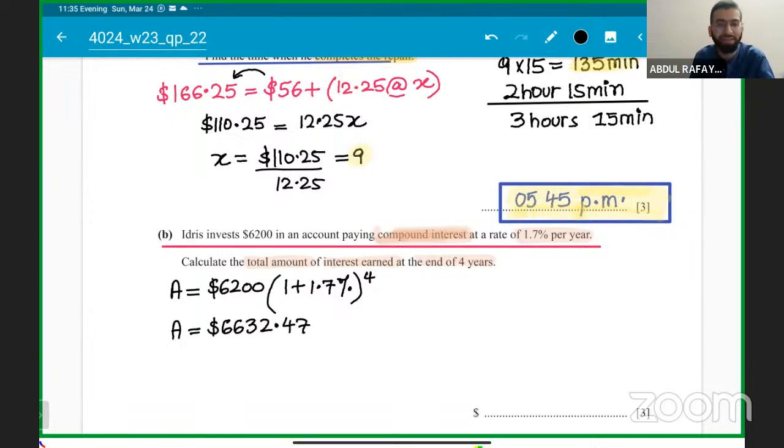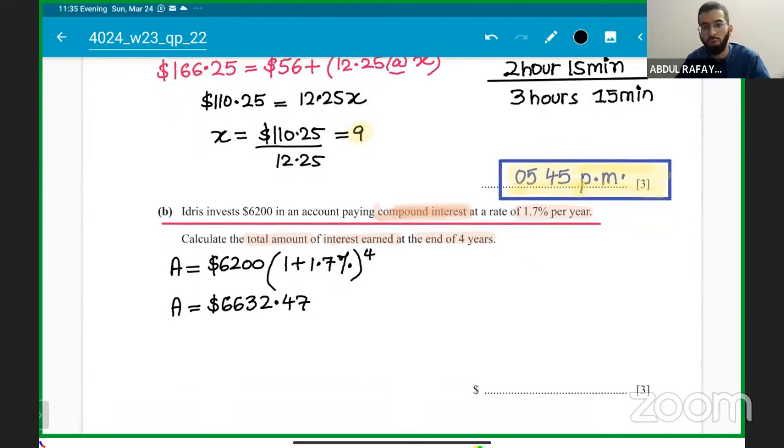They will write this answer. This is not the correct answer. That is why make sure, a lot of students will write this answer, because A stands for amount, and here the word amount is written. You need to understand that you have to find the amount of the interest. This 6,632 represents basically the principal plus the interest.